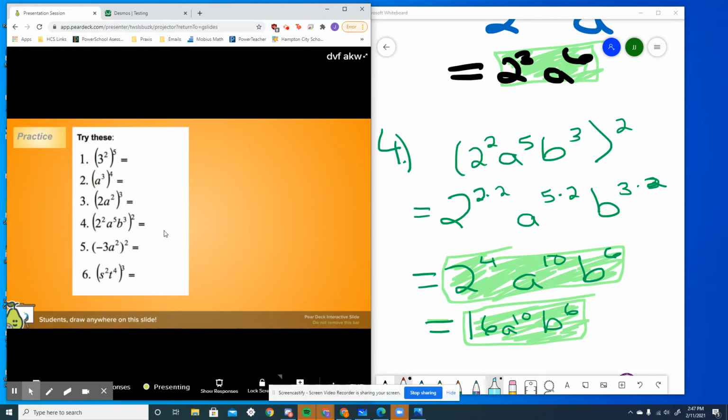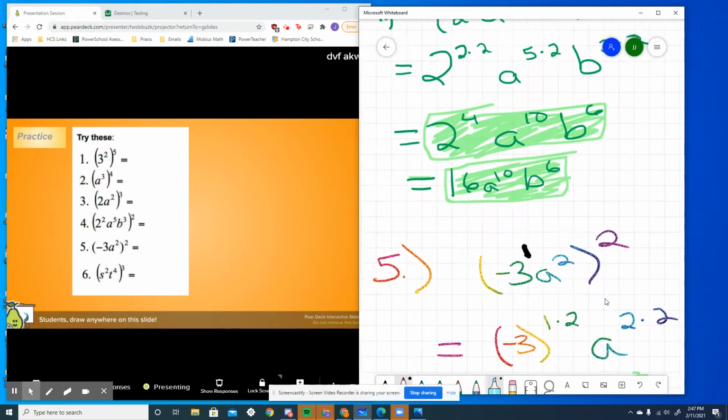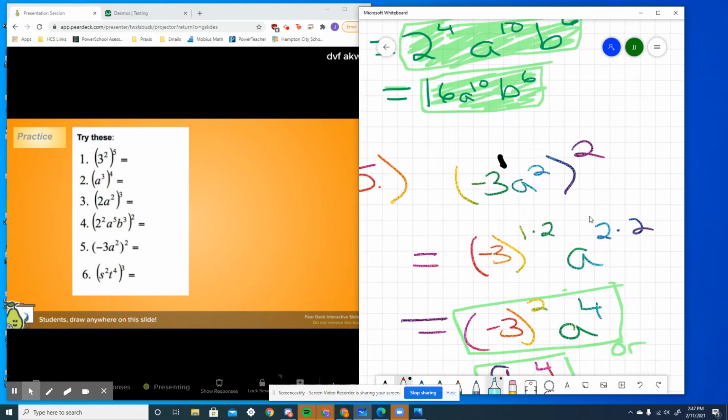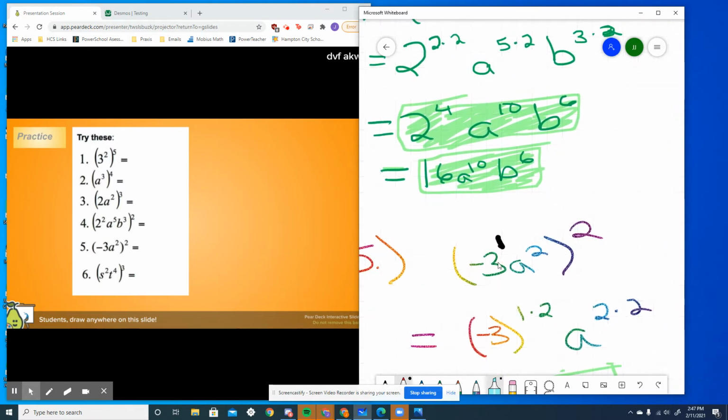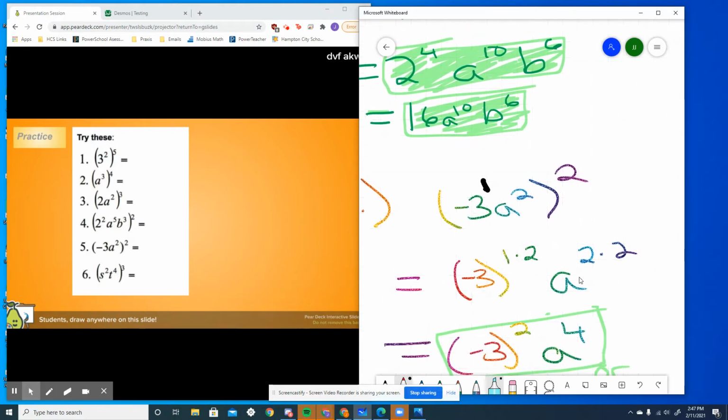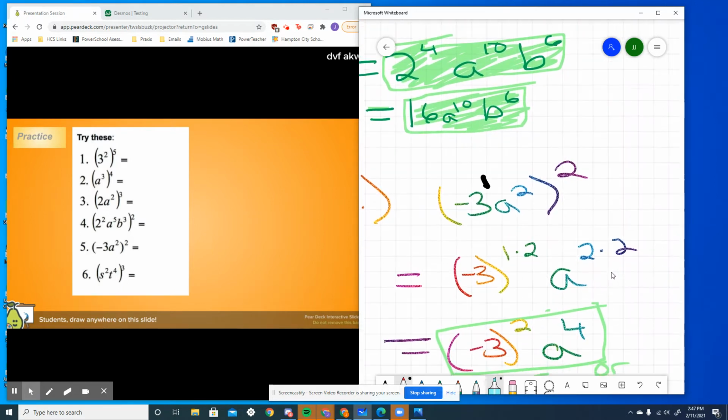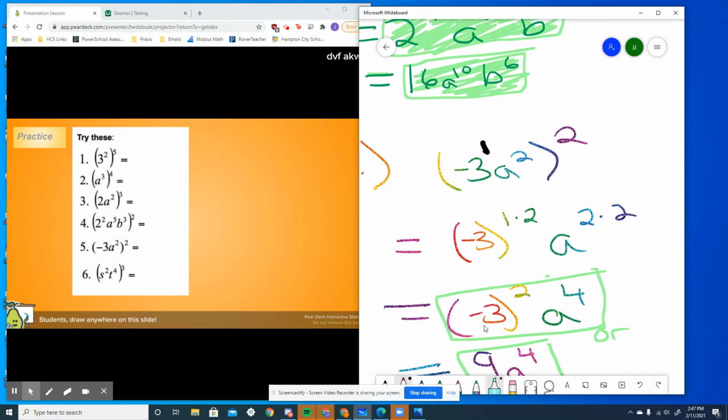So I want you to go ahead and try number 5. Negative 3a squared, all to the power of 2. All right. We take a look at number 5. We see that we have this imaginary 1 that needs to be put right there. So I put this in the parentheses, negative 3, 1 times 2, a, 2 times 2. And I have negative 3 squared, a to the power of 2 times 2, which is 4.